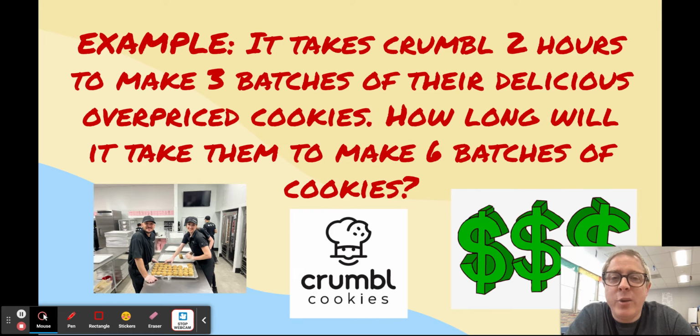I don't know. So let's say it takes Crumble 2 hours to make 3 batches of their delicious overpriced cookies. How long will it take Crumble Cookies to make 6 batches of their delicious overpriced cookies? There's a ratio in there, right? 2 hours for 3 batches. So I want to find the equivalent ratio for 6 batches.